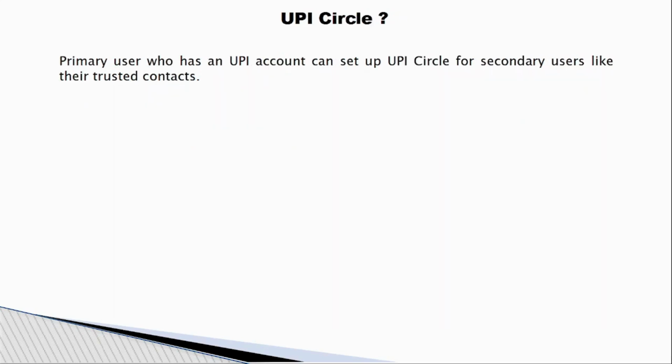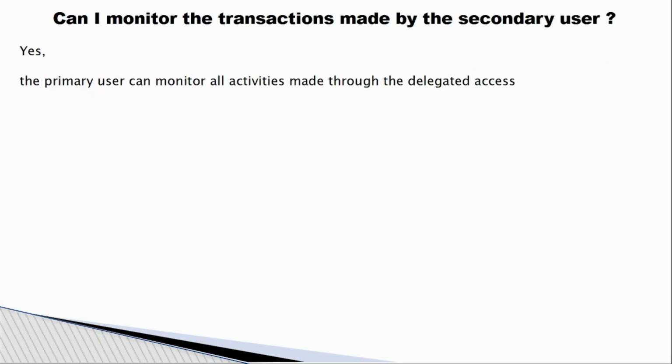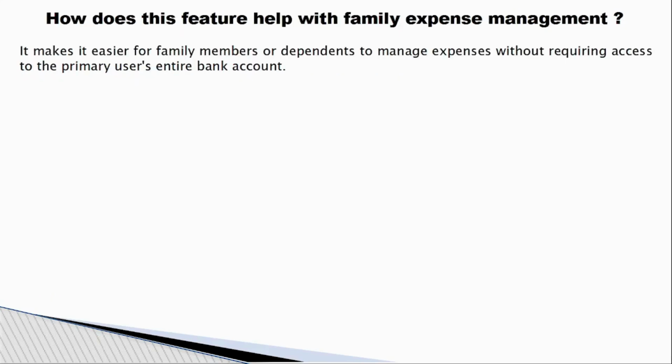So a latest change in UPI is UPI Circle. You can create your UPI Circle and you can add your secondary users, your family members or trusted people, so that a single account can be operated by multiple people. Can I monitor the secondary user transactions? Yes, you can monitor and you can access all the transactions.